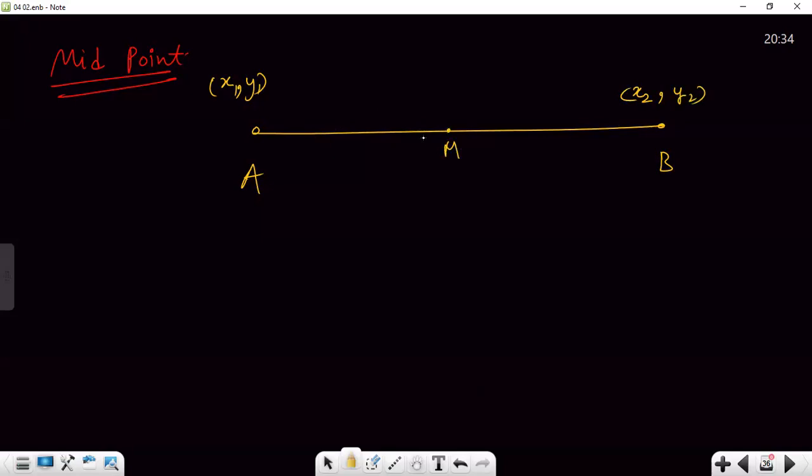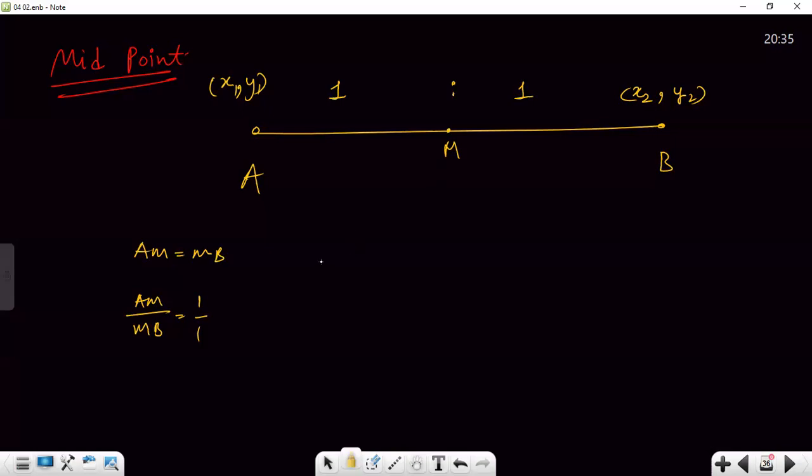We are very sure of one thing, that the midpoint is going to divide it in two equal parts. So AM is going to be MB. If AM is equal to MB, AM divided by MB is going to become 1, which can be written as 1:1. So the ratio for midpoint is 1:1.